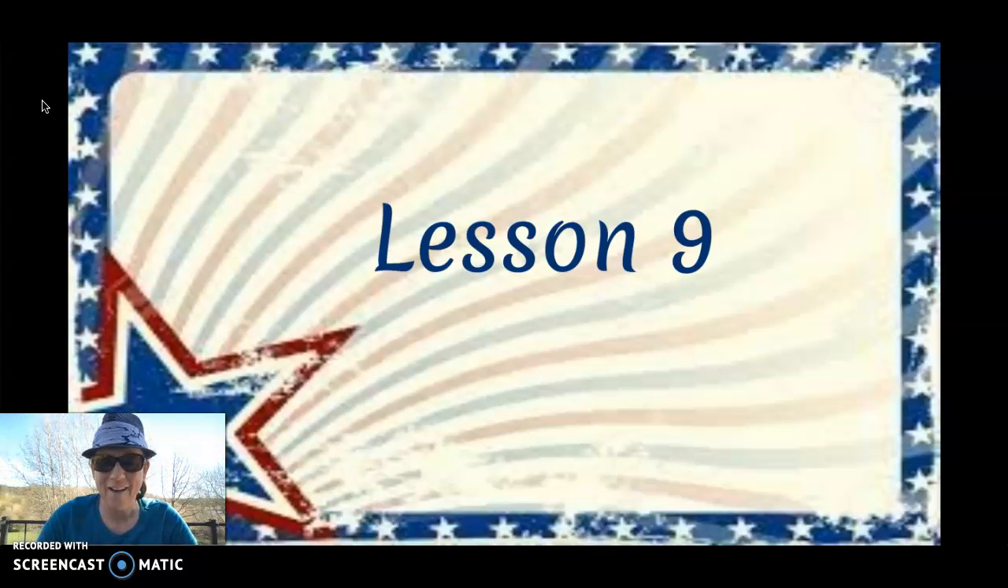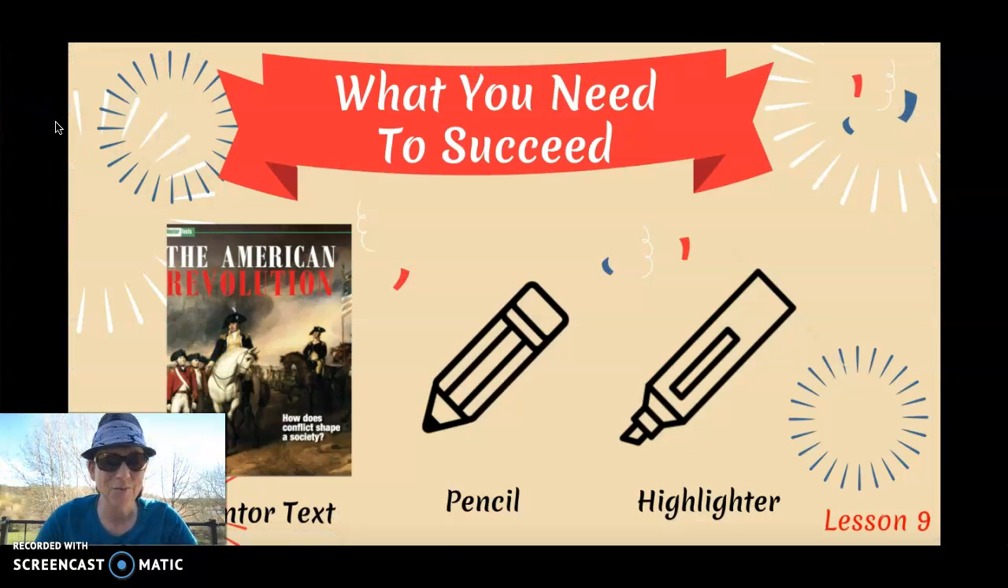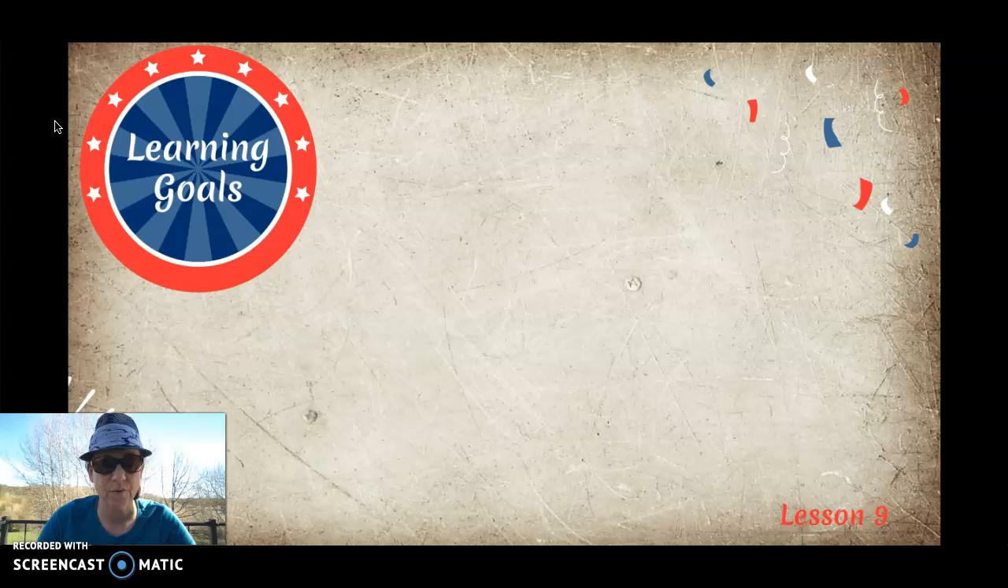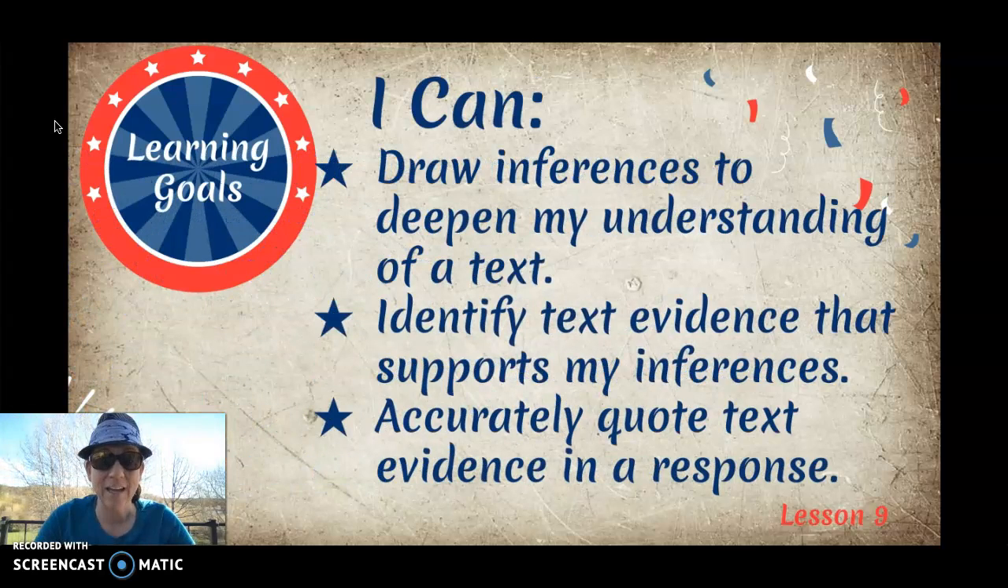Here's what you need to succeed today: your mentor text, a pencil, and a highlighter. Okay, so our learning goals for today are: I can draw inferences to deepen my understanding of a text. I can identify text evidence that supports my inferences, and I can accurately quote text evidence in a response. Let's get started.